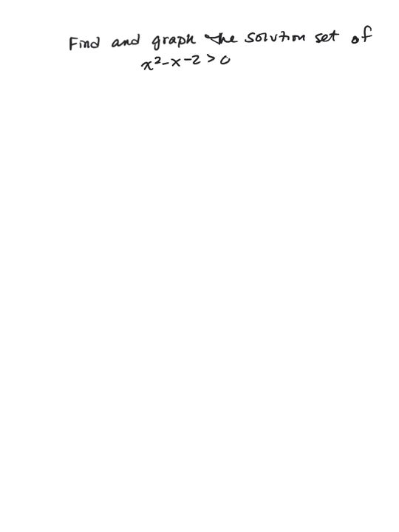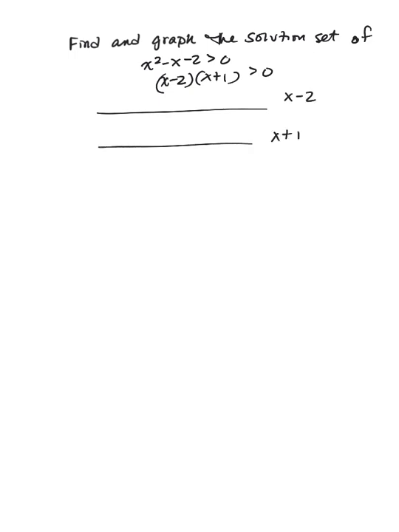Okay, so some people prefer to use number lines here. x minus 2, x plus 1, greater than 0. So what they'll do is they'll make a number line for x minus 2. They'll make a number line for x plus 1. And they'll just make a sign chart. This is like what they do in calculus, okay?